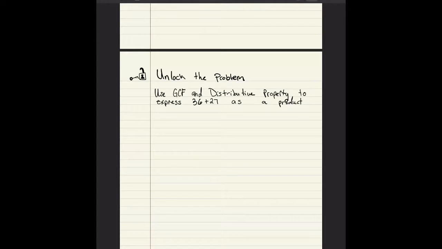Use GCF, greatest common factor, and distributive property to express 36 plus 27 as a product. The difference with lesson 4 part 1 and this is the addition sign here, because before we were just finding the GCF between 36 and 27. Now you're finding it for 36 plus 27. That's a hint that you should be doing distributive property with your GCF if you come across a problem like this, if it doesn't explicitly tell you to find the distributive property. So we're going to start off by finding the GCF.